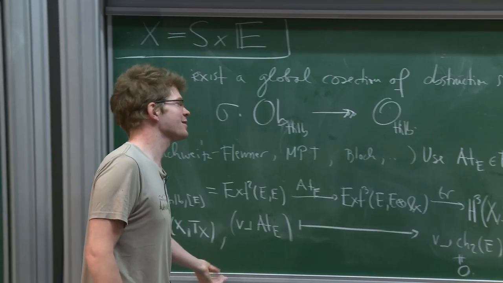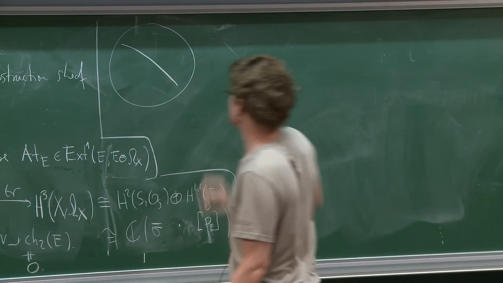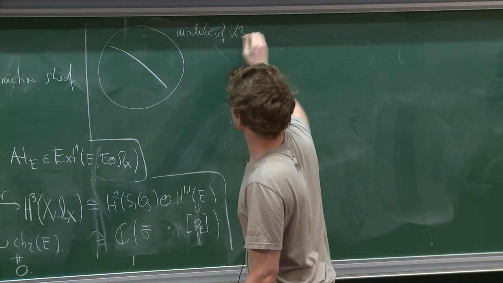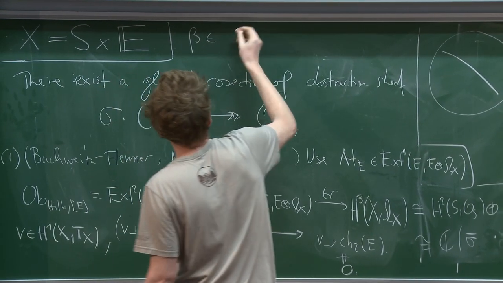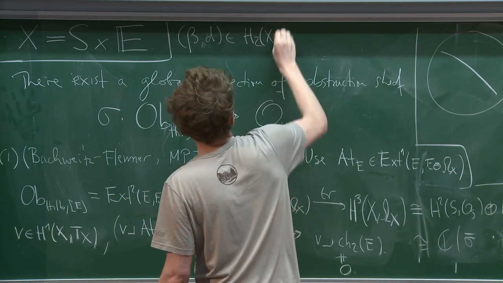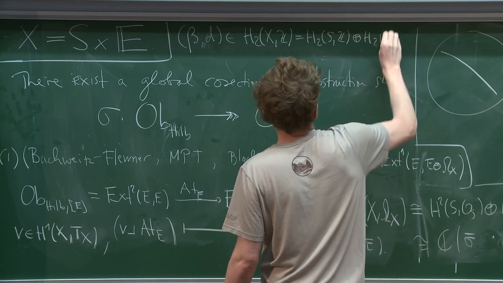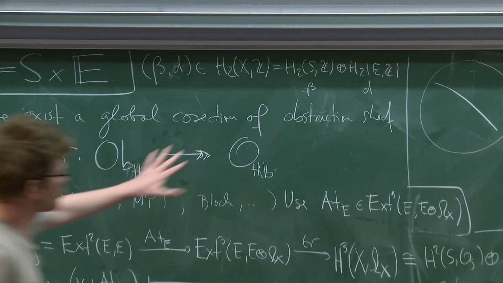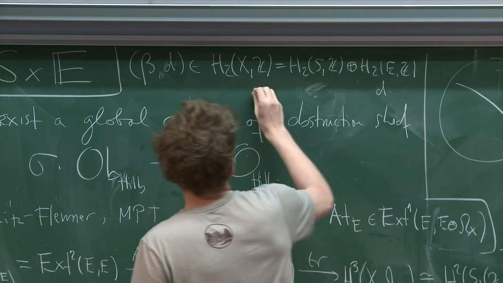The way I feel this is the most natural way to understand this cosection is that if you look at the moduli space of K3 surfaces, there's a certain divisor with this class beta that we started with. So here I fix a class beta, comma d, inside H2 of X, identified with H2 of your K3 surface plus H2 of your elliptic curve. So here's the beta and the d. And there's a certain divisor in this moduli space where this class beta is algebraic.